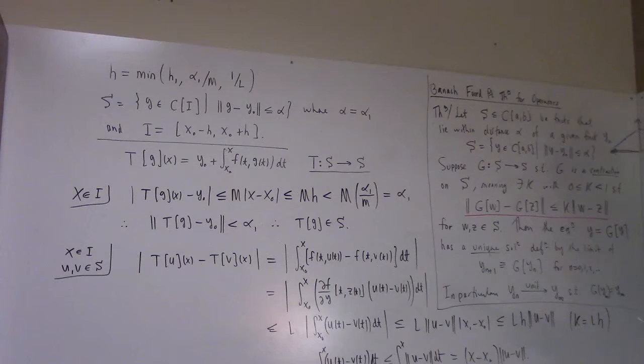In fact, the graph of u cannot escape from the sector, absolute value of x minus x naught less than or equal to h, which is, by the way, less than or equal to h2, because this would require that the absolute value of u prime of x, equal to f of x comma u of x, be greater than M at some point in the sector. Hence, the absolute value of u of x minus y naught is less than or equal to alpha 1 for all x minus x naught less than or equal to h, that is, u is in S.